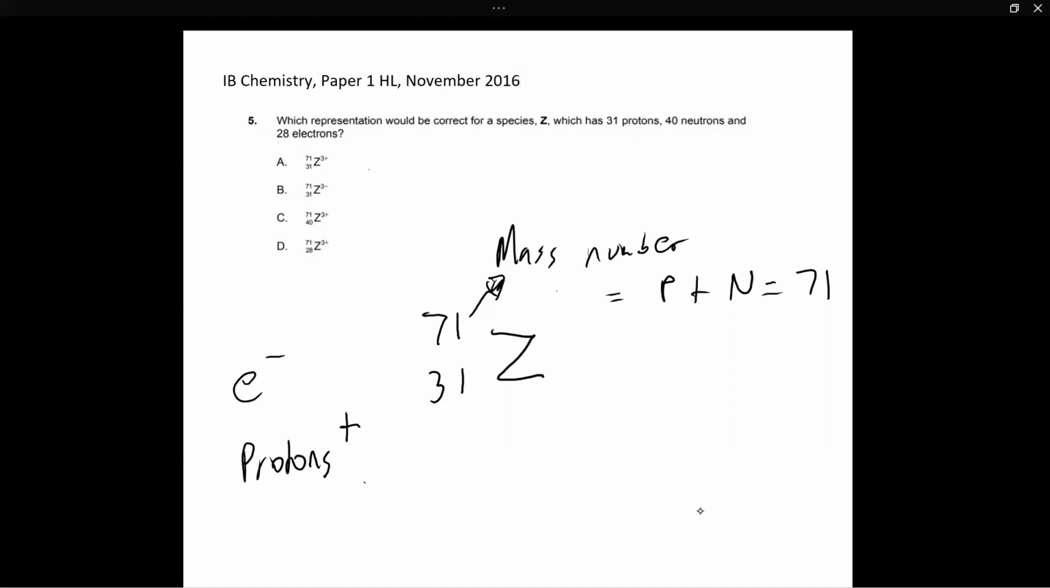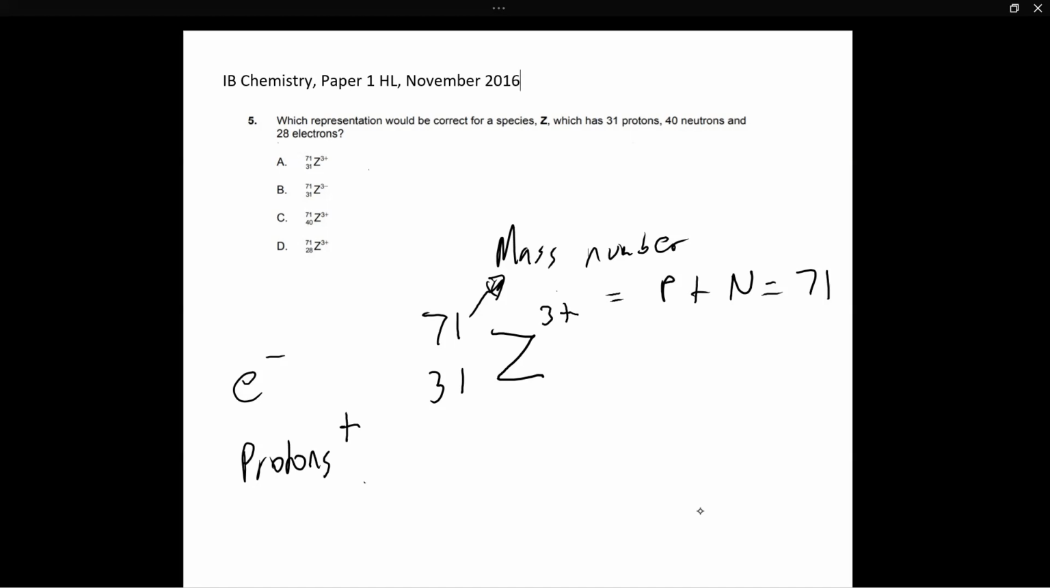So if it has 3 additional protons as compared to electrons, because 31 minus 28 is 3, that would mean that it has an excess positive charge. And that's why we give it a charge of 3 plus. It is an ion at this point.